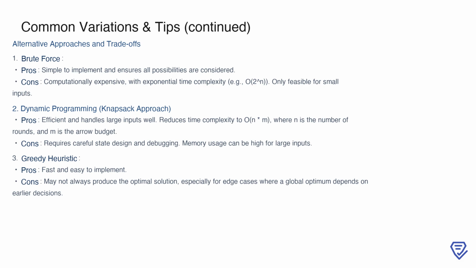Another option is using a greedy heuristic. This approach is fast and easy to implement, making it practical for quick solutions. However, it doesn't always guarantee the optimal result, particularly in edge cases where earlier decisions impact the global optimum. Choosing the right approach depends on the problem constraints and the trade-offs you're willing to make between accuracy and efficiency.